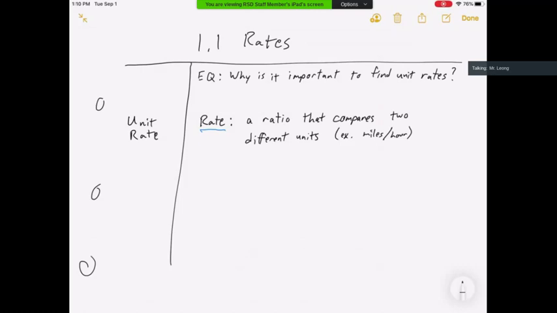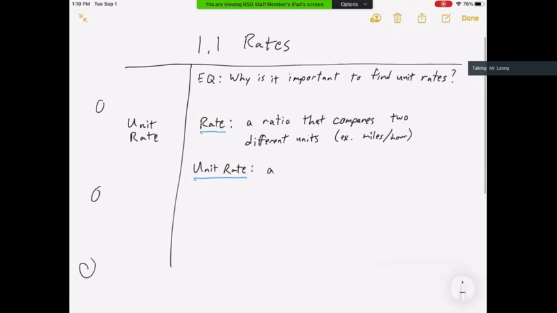Now, a unit rate is simply a rate with a denominator of 1. The slash is how you write with. Okay, the denominator is 1. So let me give you an example of that.